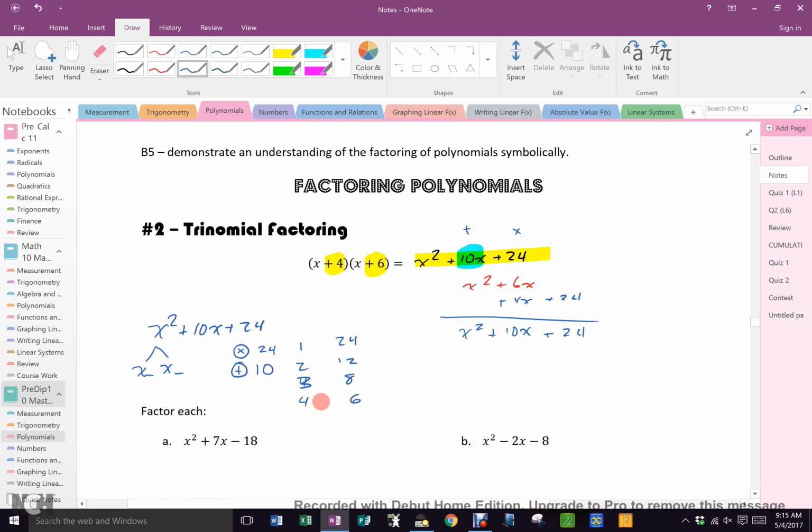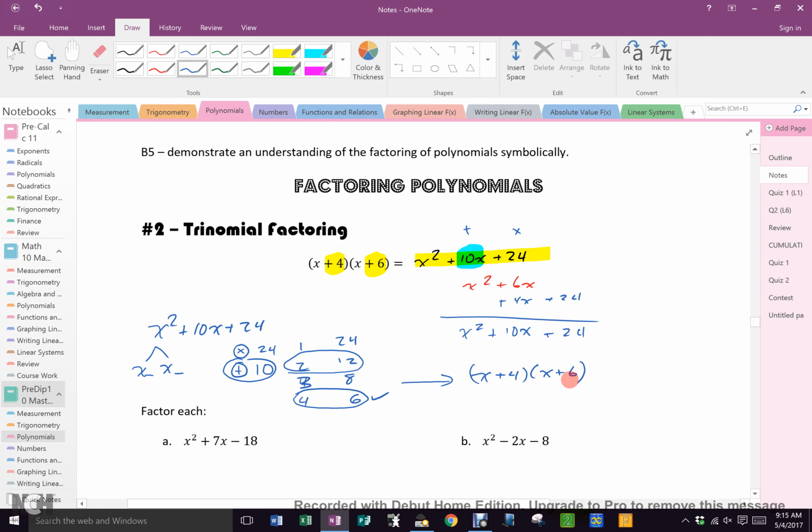Now you look at that and you say, what pairs there can make 10 in any way? And you should say to yourself, well, 12 minus 2 will make 10, and 4 plus 6 will make 10. So now I have to think, since I have to multiply to a positive, I can't do 12 minus 2, can I? Because that would throw a negative in here. So it has to be 4 and 6. And then we write it out as x plus 4 and x plus 6.